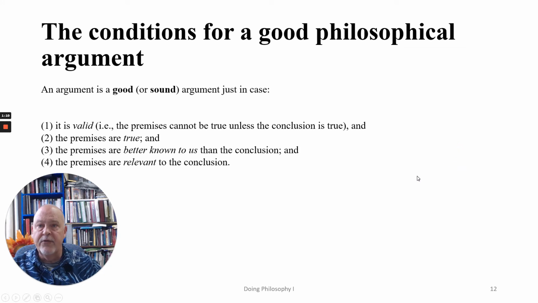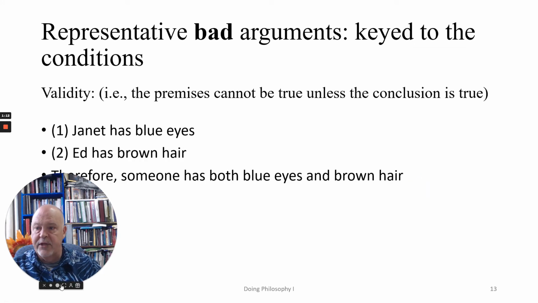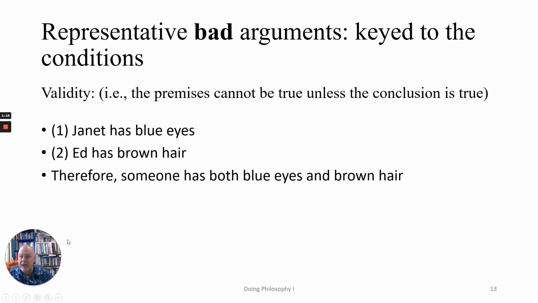Okay, so the first feature is validity. That condition is that we want the premises and the conclusion to both be true. So if we can have a situation where the premises are true and the conclusion could still be false, then we know we've got a problem. We know that the argument is not valid. And this is a test that logicians would use to test arguments.